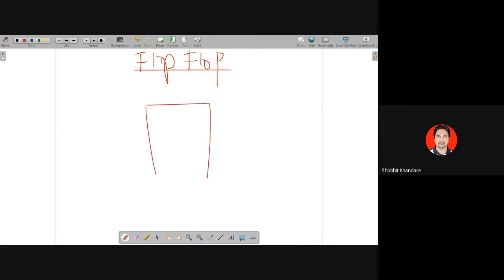Now let me draw the symbol of the flip-flop. See what I am going to draw now. Your flip-flop will have the input. It will have two outputs. See what I'm going to write down. One output is called Qn. The other output is called Qn bar.